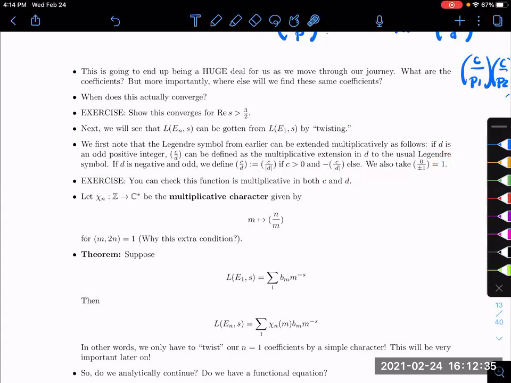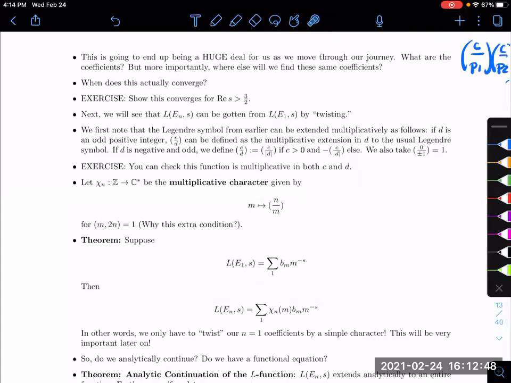When you do that, you get a nice function with nice multiplicative and periodic properties. We don't really need to get into that. But here's the thing that you're going to do with this newly extended Legendre symbol. You're going to make a multiplicative character out of it. So what does that mean? A multiplicative character is just a multiplicative homomorphism from a group to some multiplicative group of units.